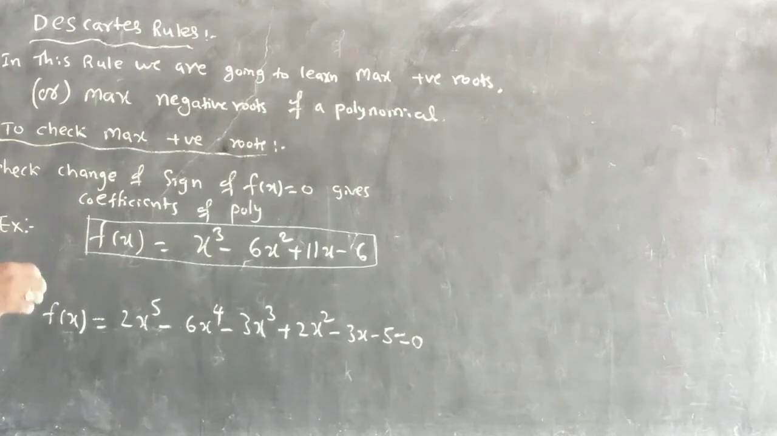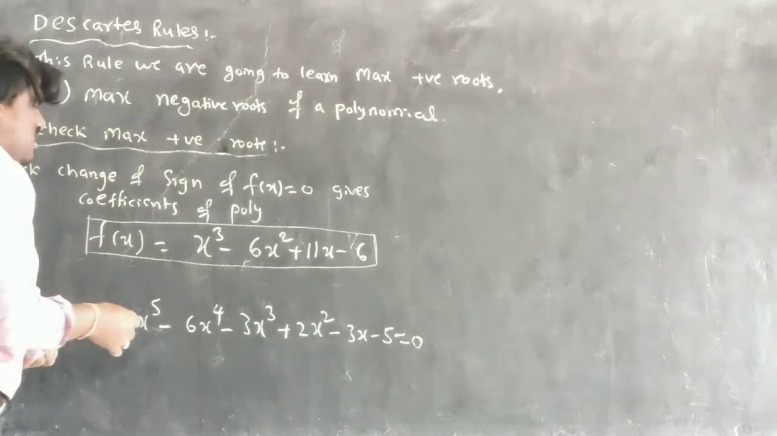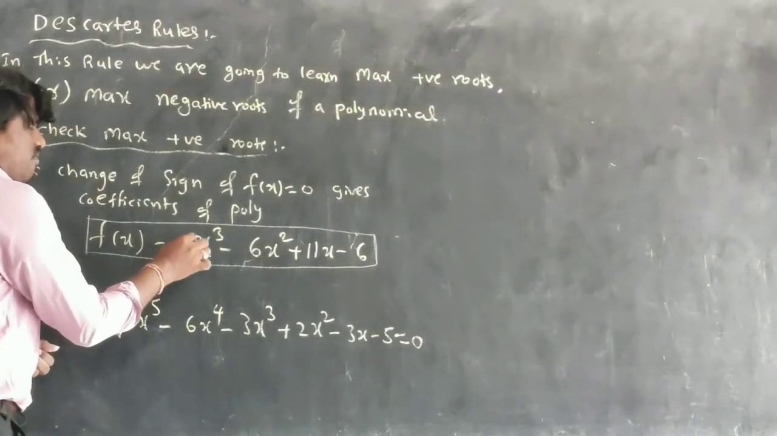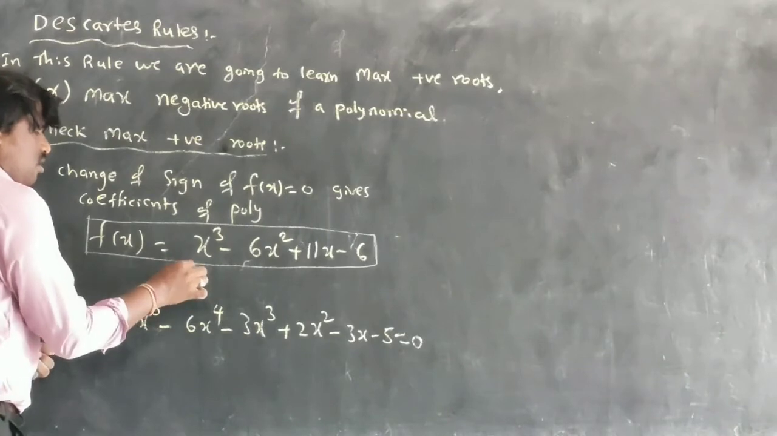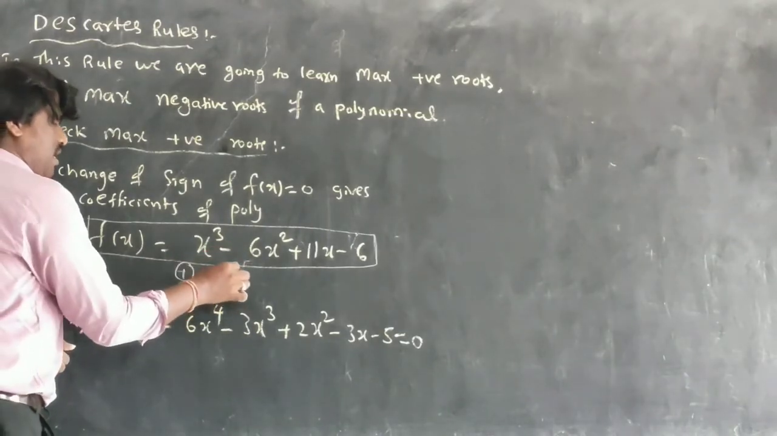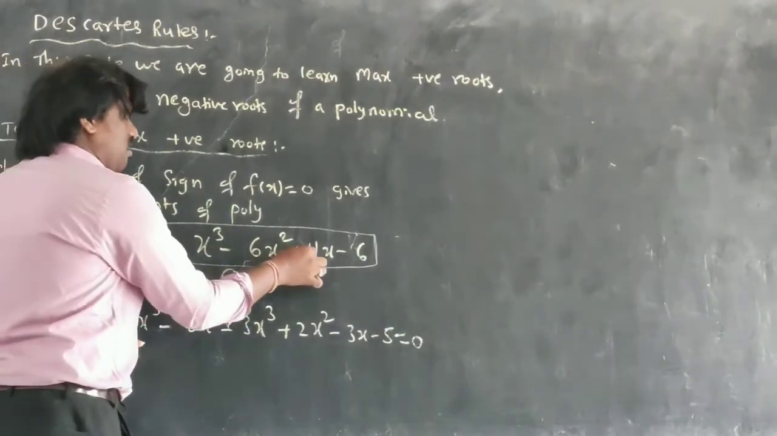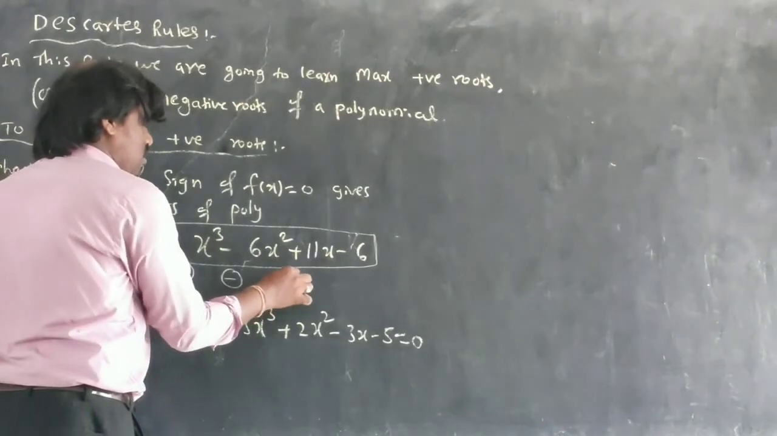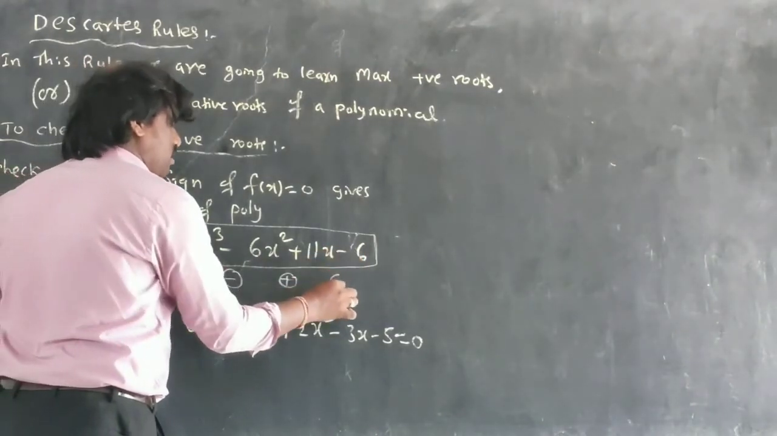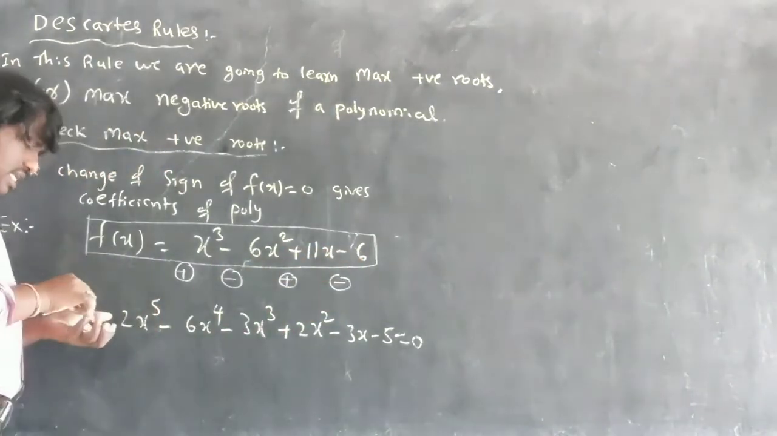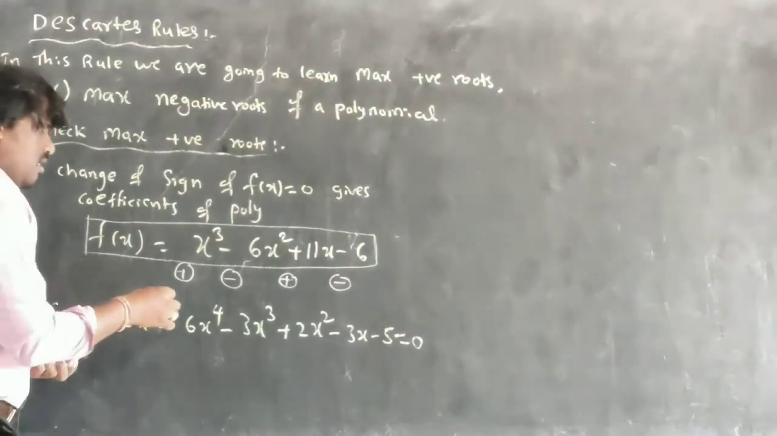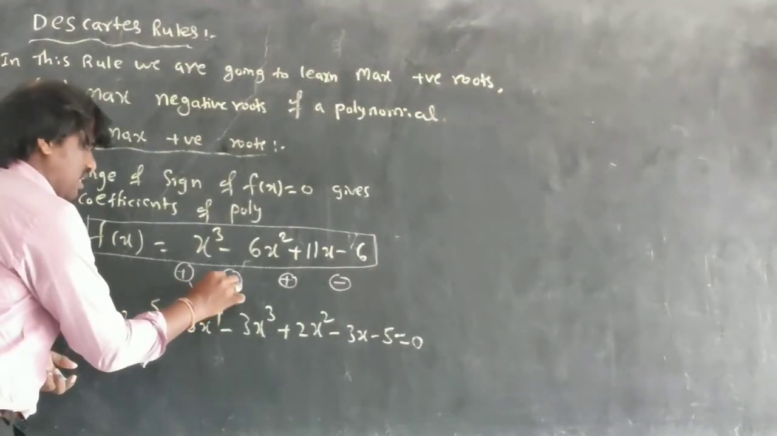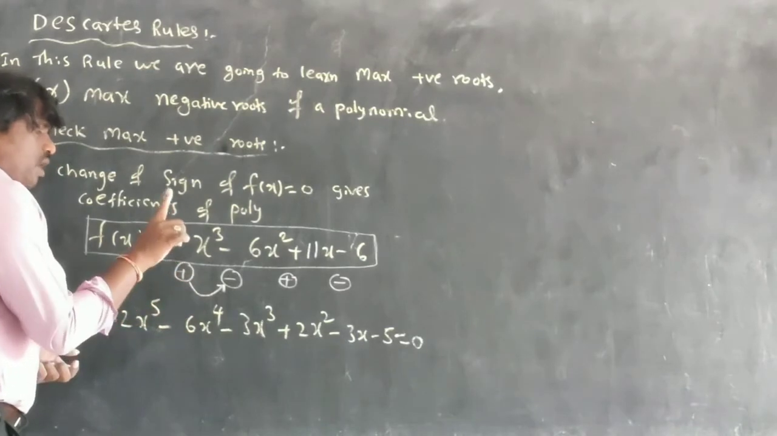You want to know. So what you do here is take the sign of each term. What is the sign of this? Plus. What is the sign of this? Minus. What is the sign of this? Plus. What is the sign of this? Minus. Just mark the signs and see where it changes from plus to minus. It means one positive root.